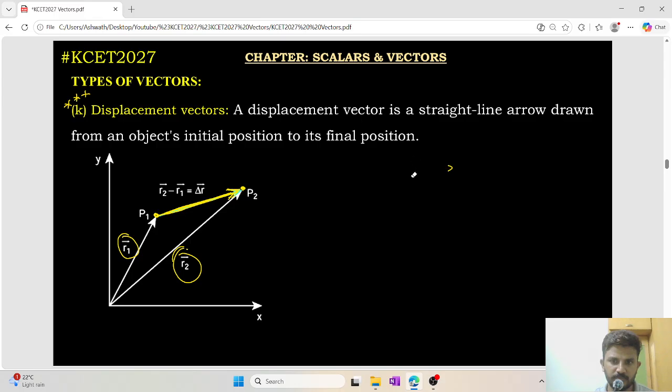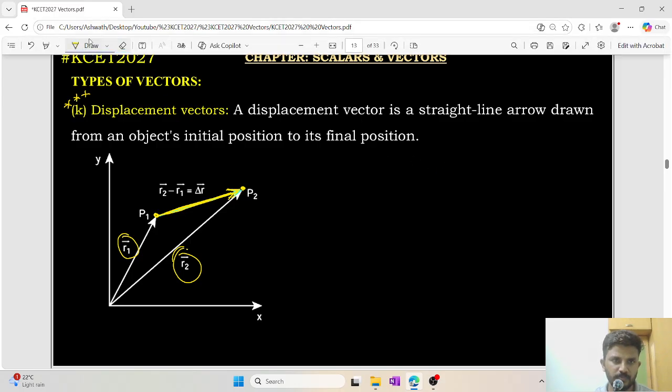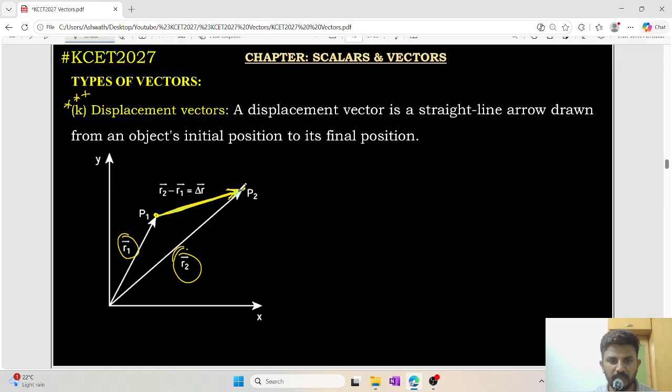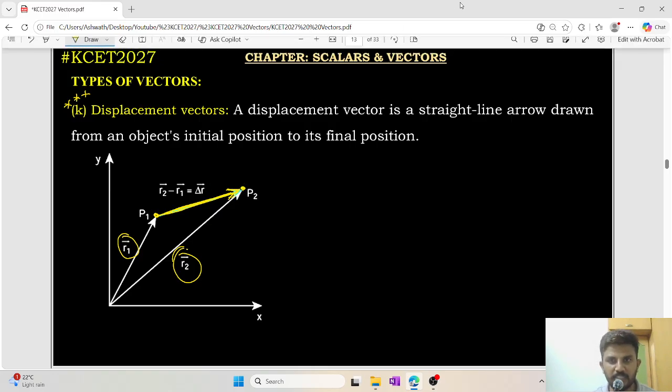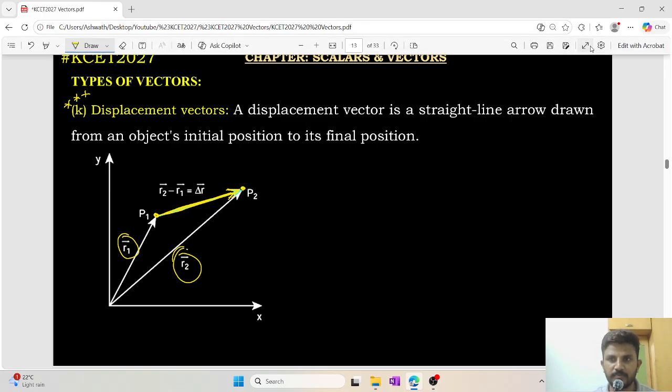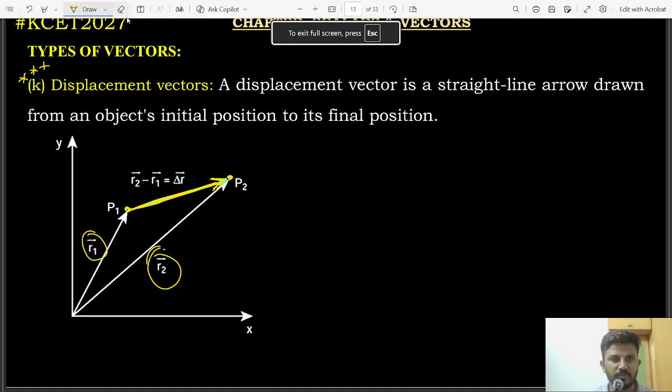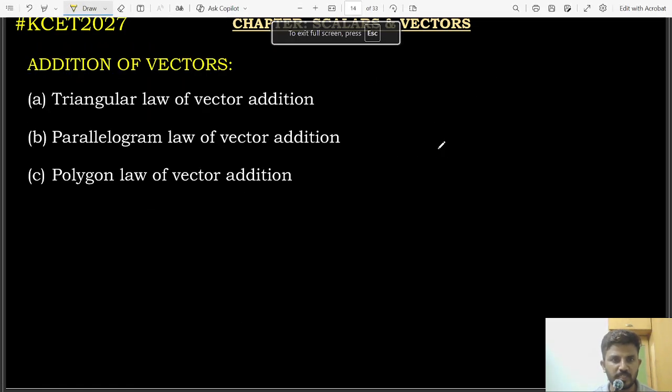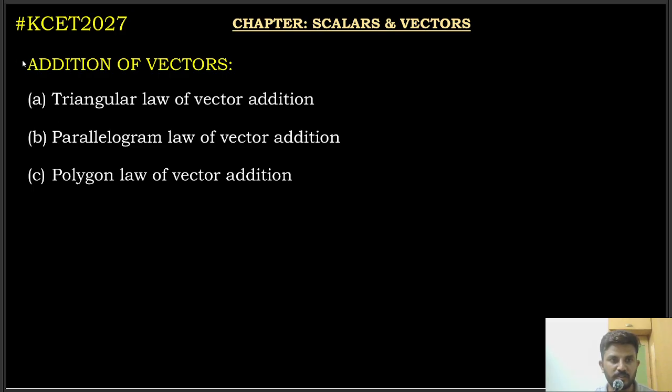Okay, r2 minus r1 will give you this vector that is called the displacement vector. Okay, these are all the different types. Next, the most important one is mathematical operations on vectors. The first one is addition of vectors.